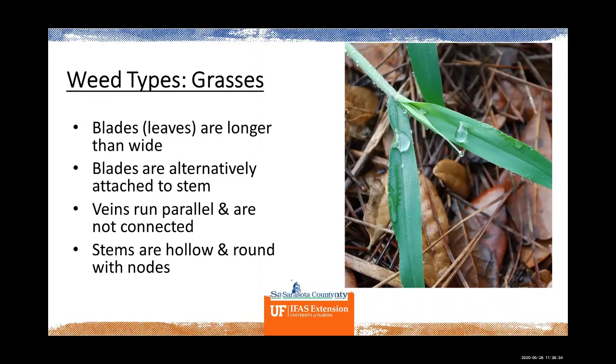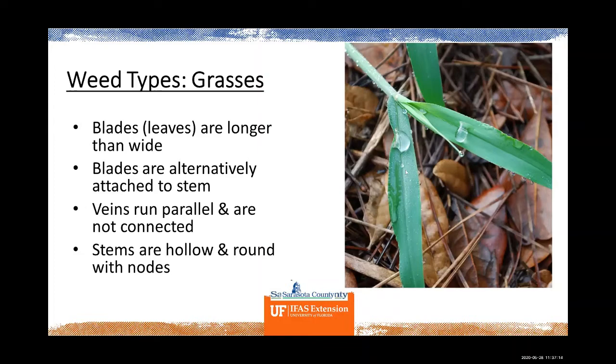The blades are alternately attached to the stem, and the veins run parallel. They're not connected. So when I show you a picture of the broadleaf weed, you'll be able to understand this characteristic more in detail. So if you can see my pointer here, grasses have veins that run parallel to the midrib. So the midrib is a very pronounced vein here that you can see by my pointer. And then veins in grasses will always run parallel to your midrib. And that's how you know it's a grass weed.